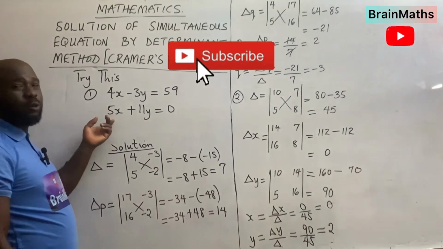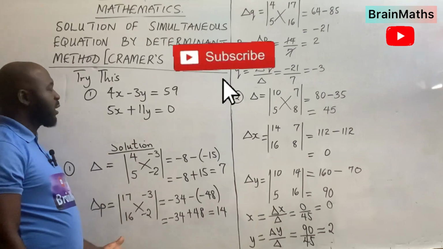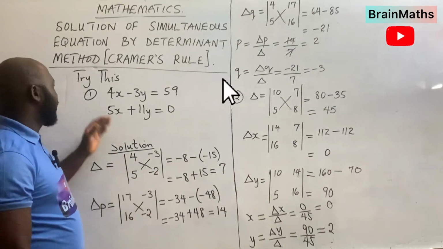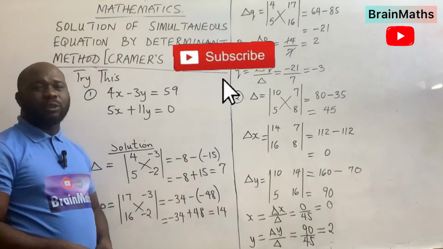I'm going to be leaving you with this question on the board. Try to solve the question using Cramer's rule. Get the values of your x and y and leave your answer in the comment section.